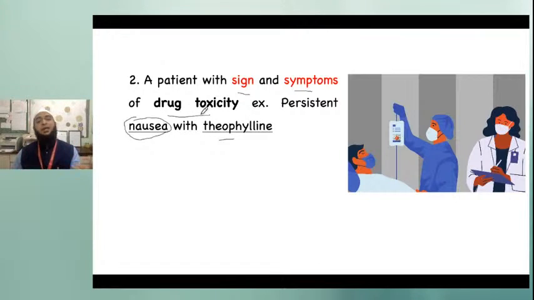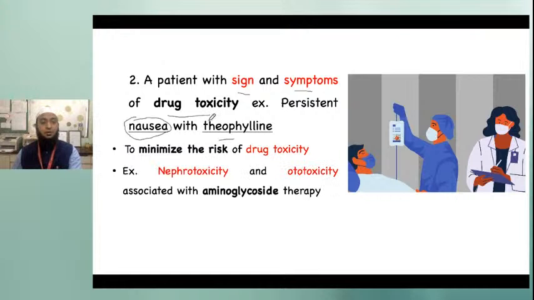So whenever any sign and symptom of a drug is related to toxicity, you must monitor that drug, or in that patient you can measure the plasma concentration of the drug. I have just taken the example of theophylline. Likewise, if many toxic effects are observed in a patient who is on treatment with a particular drug, you can measure their plasma concentration. Before the third thing, we'll see why we are doing this: we are doing this to minimize the risk of drug toxicity.